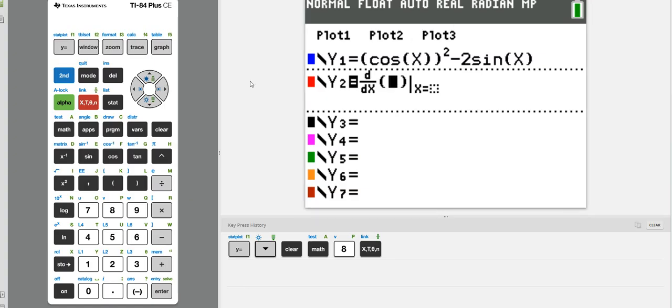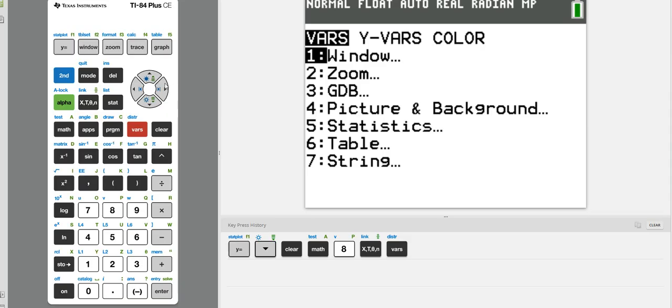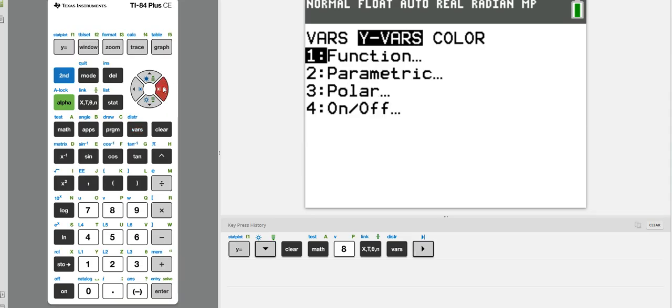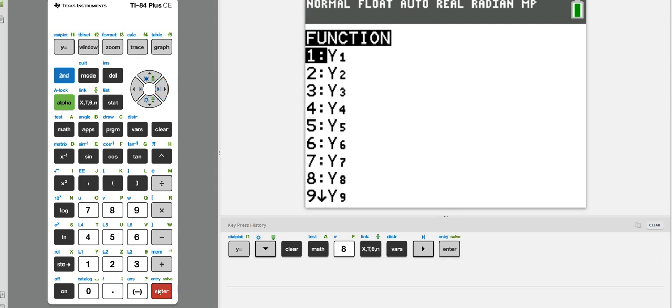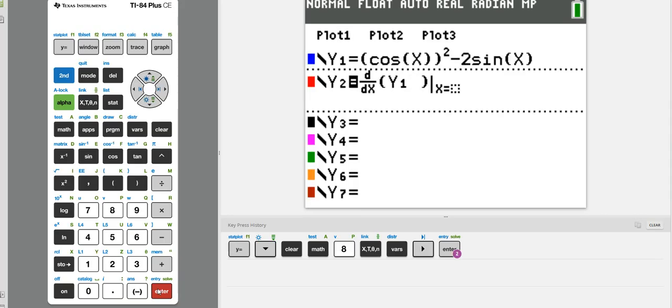Oh, let's go to the vars key. Hit the vars key, and then, oh, we have something in y. So go to the y variables. Y vars, and we want a function, so press enter. And there we go. Press enter again, and it's going to differentiate whatever happens to be in y1. Great.